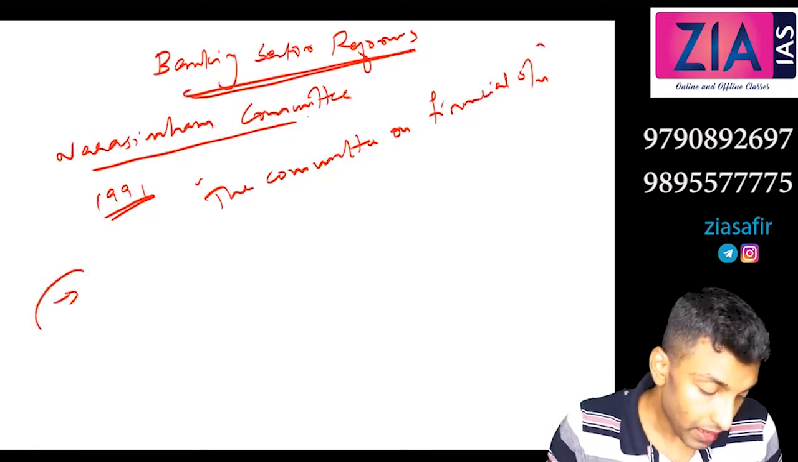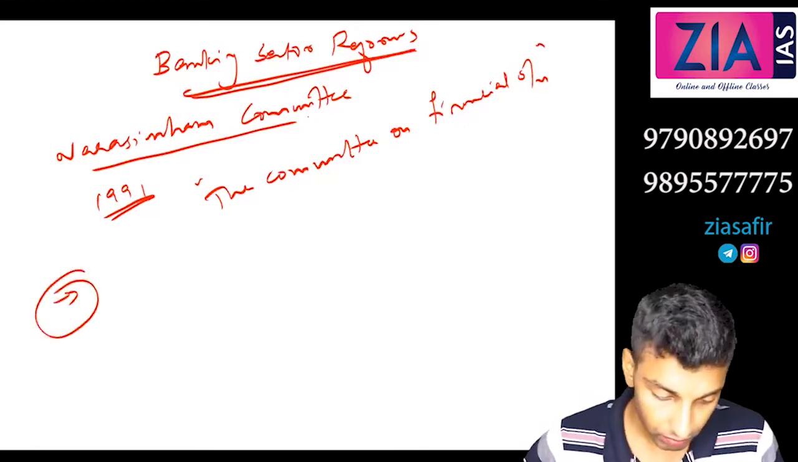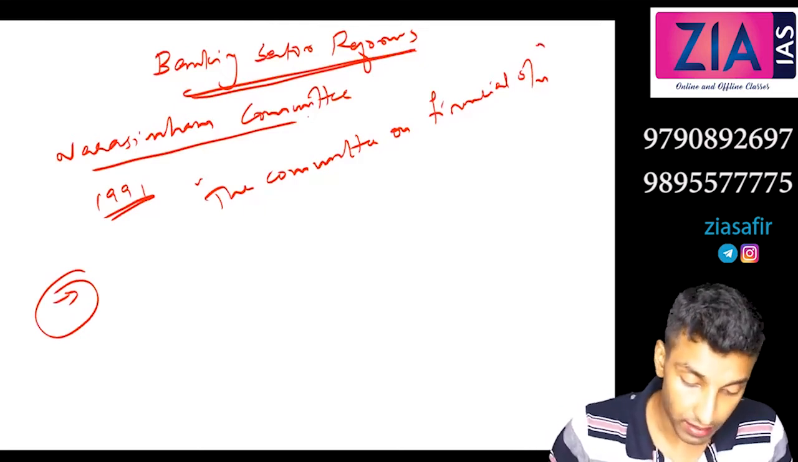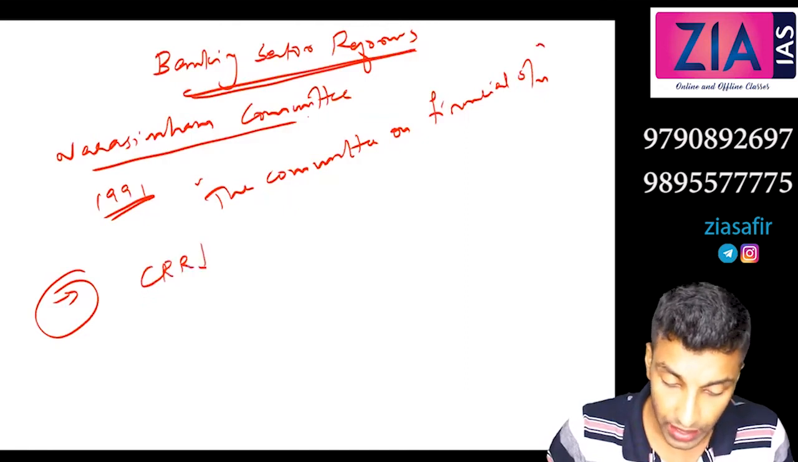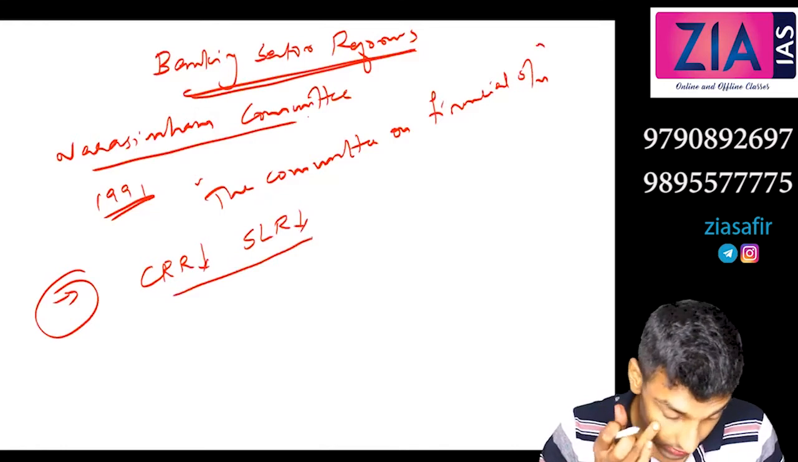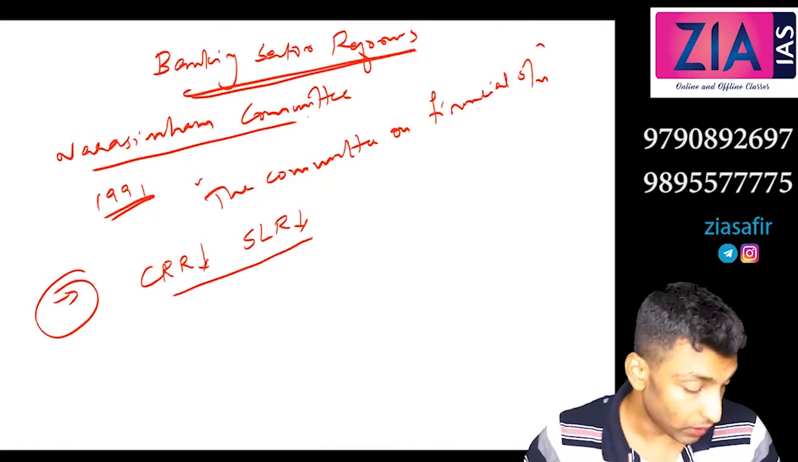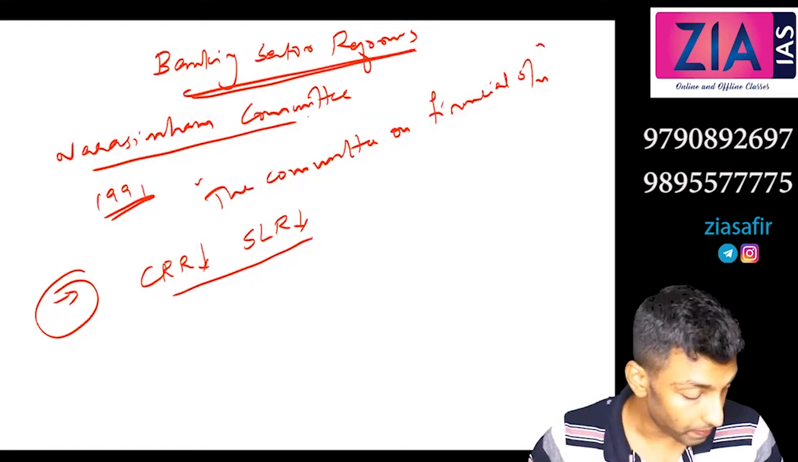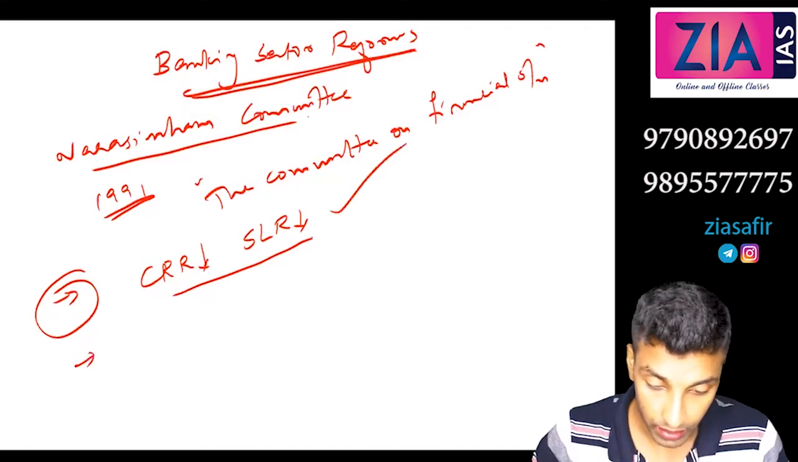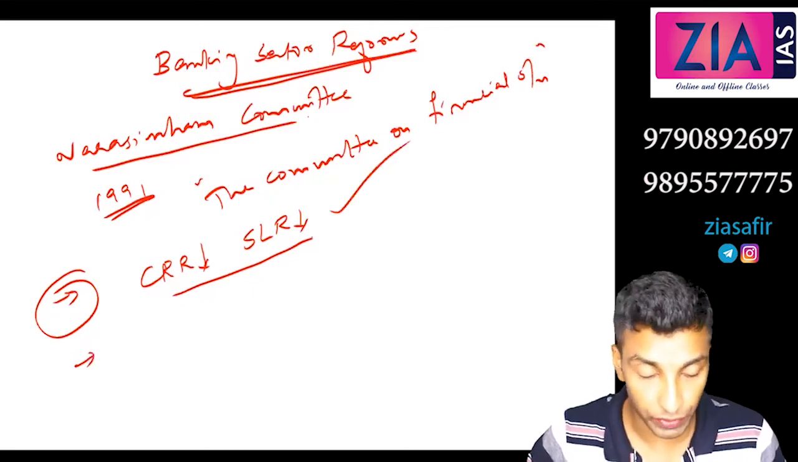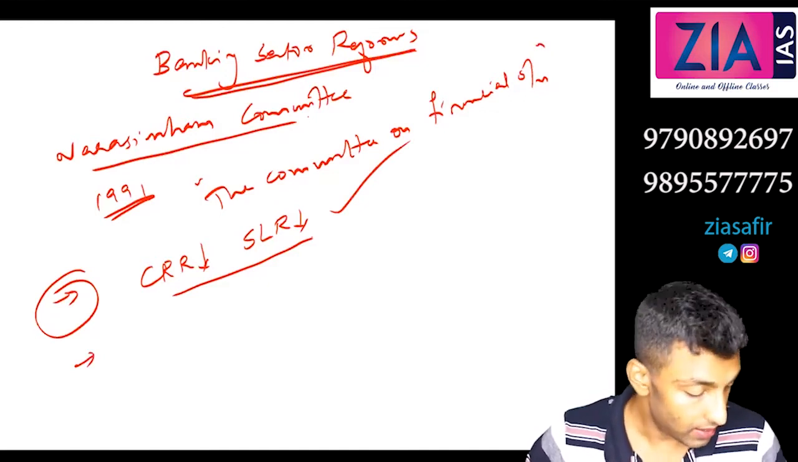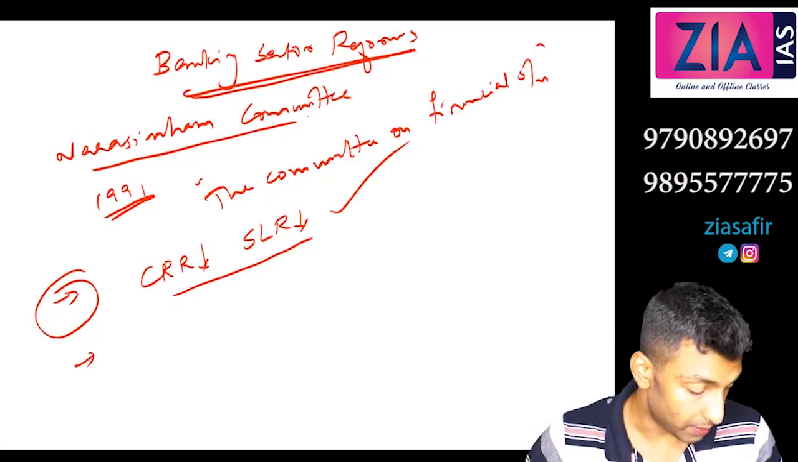The first one you can write: RBI should reduce CRR and SLR in a phased manner. So CRR to be decreased, SLR to be decreased, and in a phased manner. So what is CRR now and what is SLR now, that you can refer. Okay, so that is the first recommendation and this is accepted. Okay, so I have told you already CRR in 91 was 15%, SLR was close to 40%. Now you can see CRR 4%, right? So it is reduced, it is accepted.